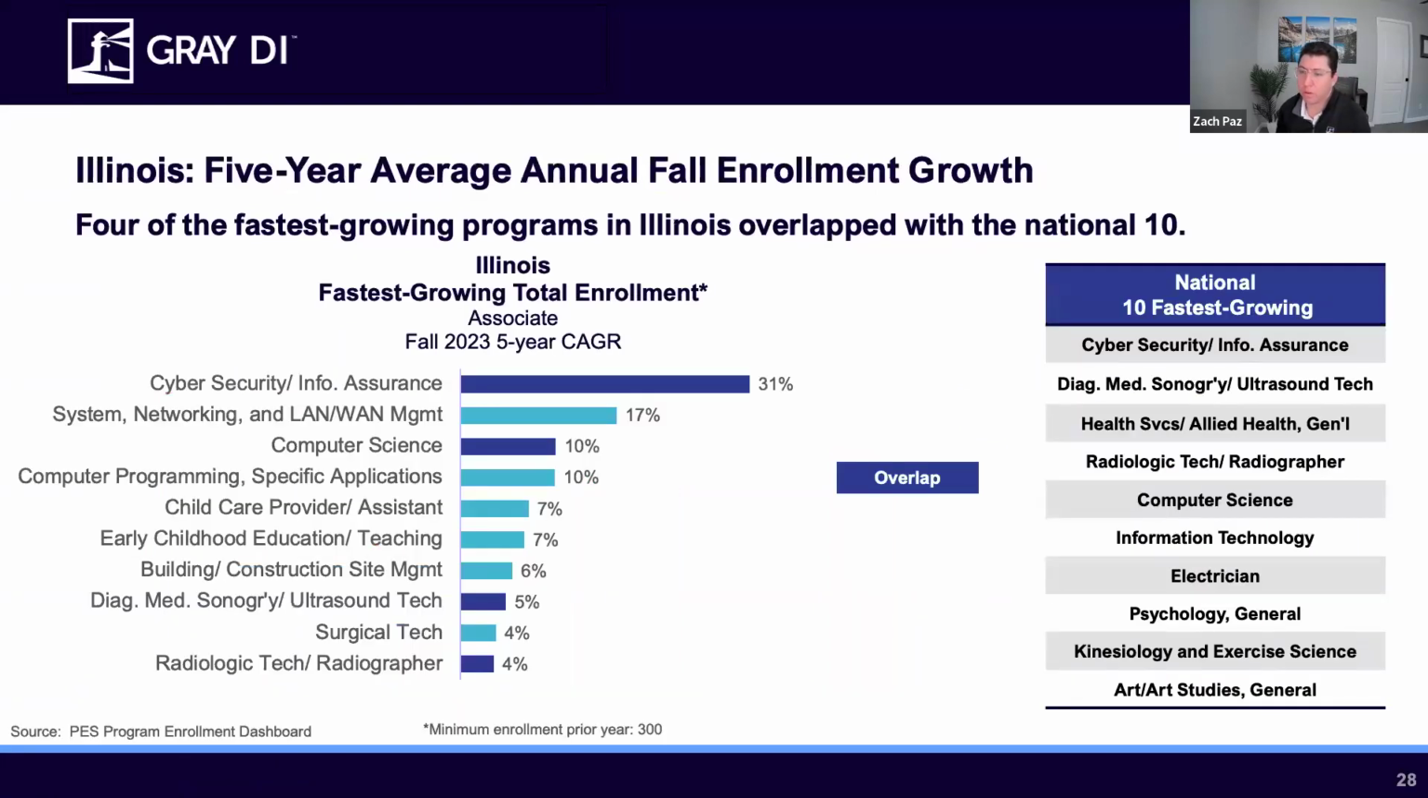Which programs grew the fastest over the last 5 years? Here's cybersecurity again, which lines up with what we saw nationally. But then the rest, there are only 4 others that overlap with the national perspective: computer science, diagnostic medical sonography, and radiological tech. The other ones are systems networking, computer programming, some child care and child education, building construction management, and surgical tech. So while 4 of them overlap, the other 6 are specific areas of growth in enrollment in Illinois.